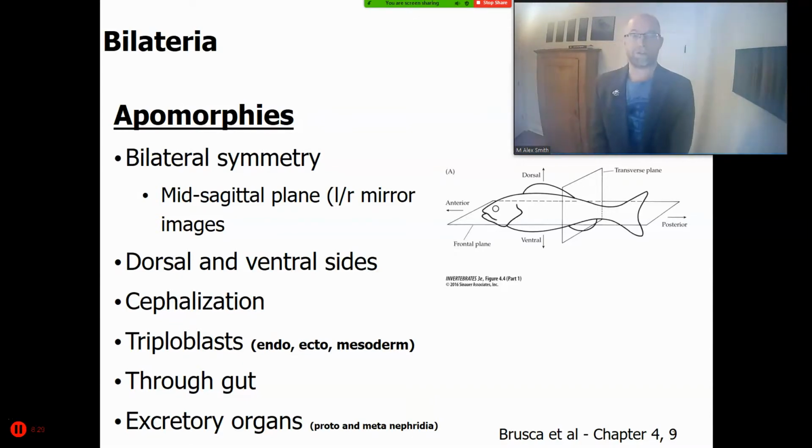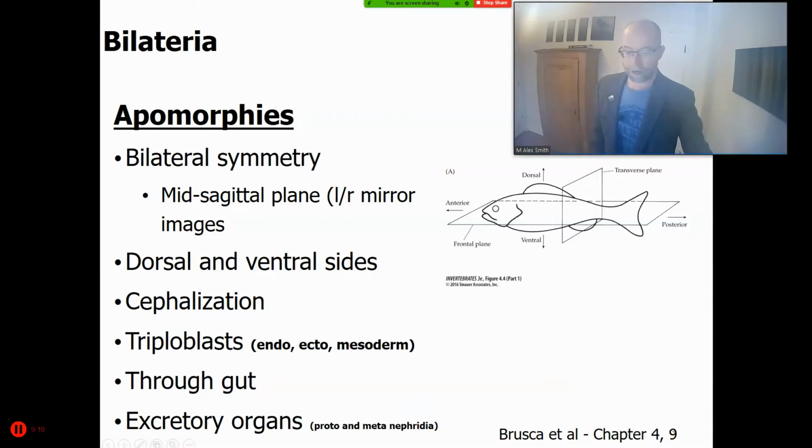They're triploblasts. We are triploblasts. Endoderm, ectoderm, which we've seen in other lineages, and now mesoderm. We have a through gut, so we have a mouth and an anus, and excretory organs. And as we proceed through particular examples of this group, we'll talk about different ways of excreting waste and byproducts of metabolism. So nephridia, protonephridia, and metanephridia. And there are particular chapters. Today, I'd like you to think about, in particular, chapter 4, which you've already been through, but there are overarching themes that are captured there, and then chapter 9.